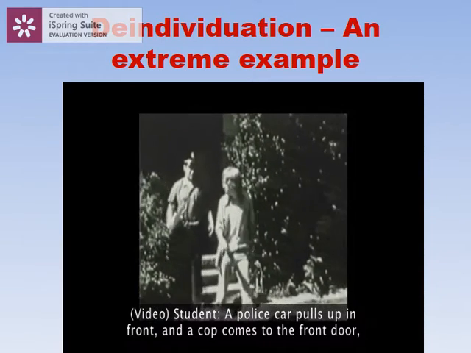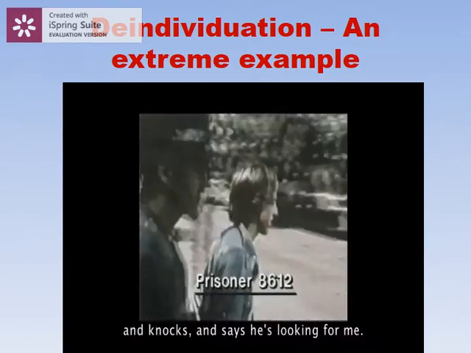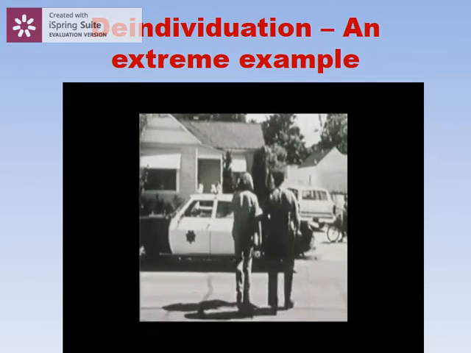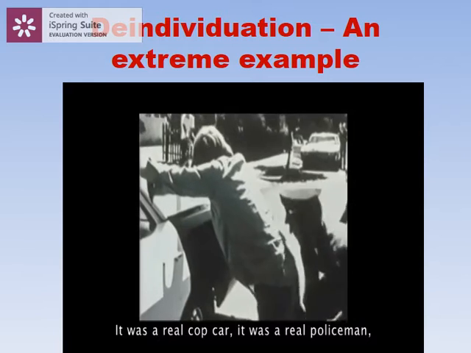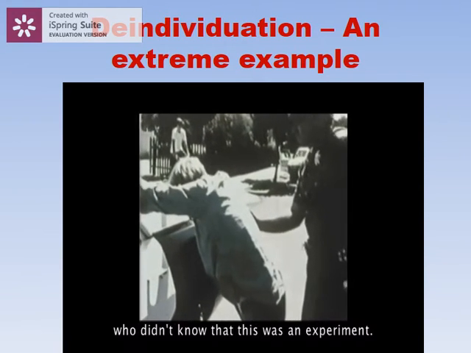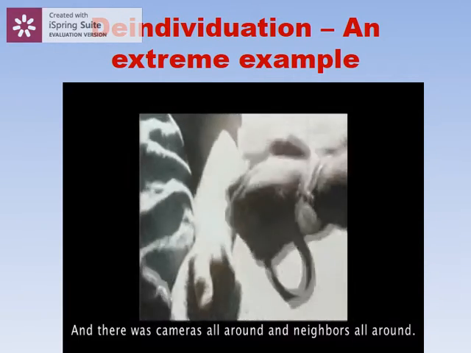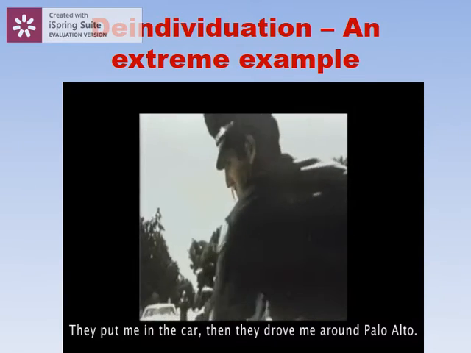Police car pulls up in front, and a cop comes to the front door, knocks, and says he's looking for me. So right there, they took me out the door. They put my hands against the car. It was a real cop car. It was a real policeman, and there were real neighbors in the street who didn't know that this was an experiment. And there were cameras all around and neighbors all around. They put me in the car. Then they drove me around Palo Alto.